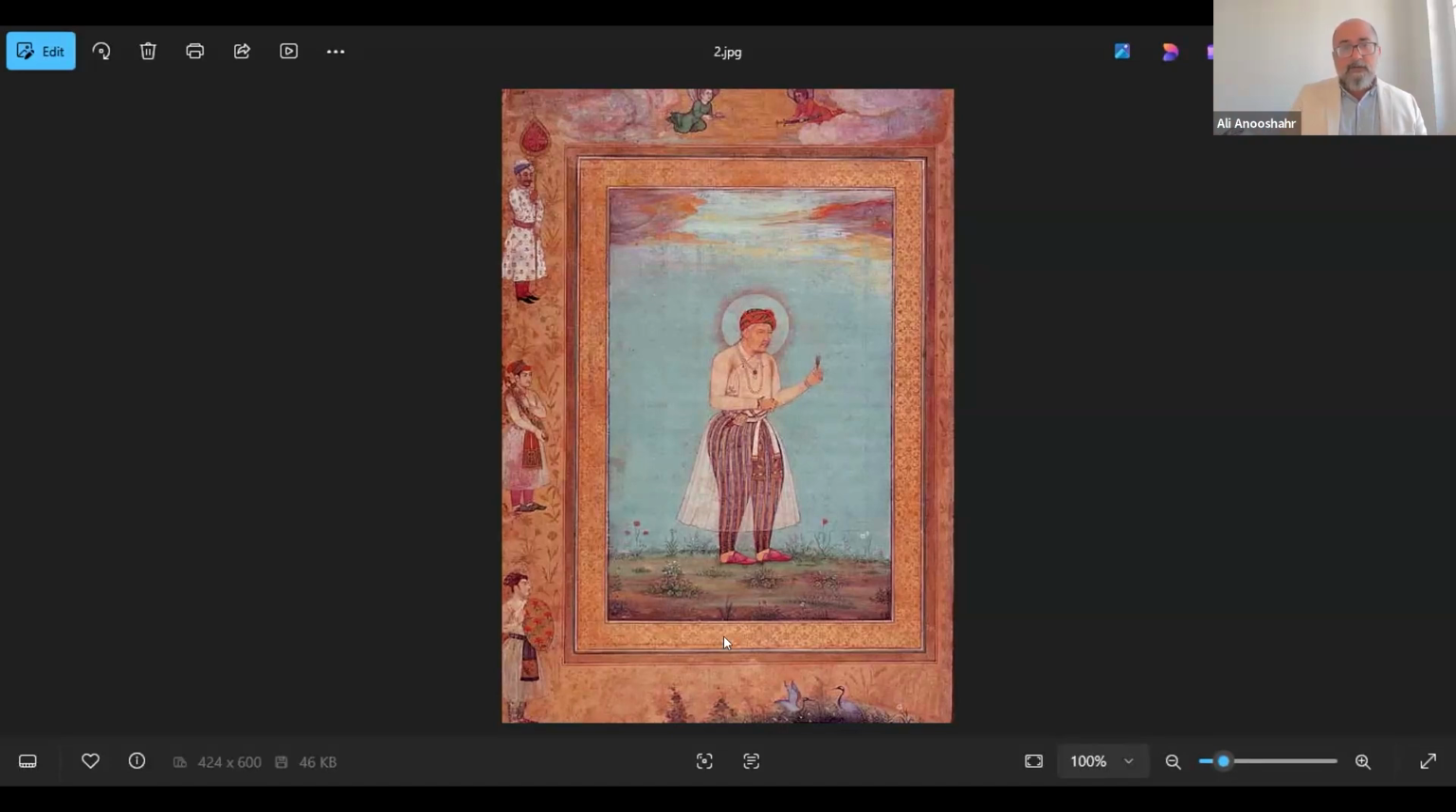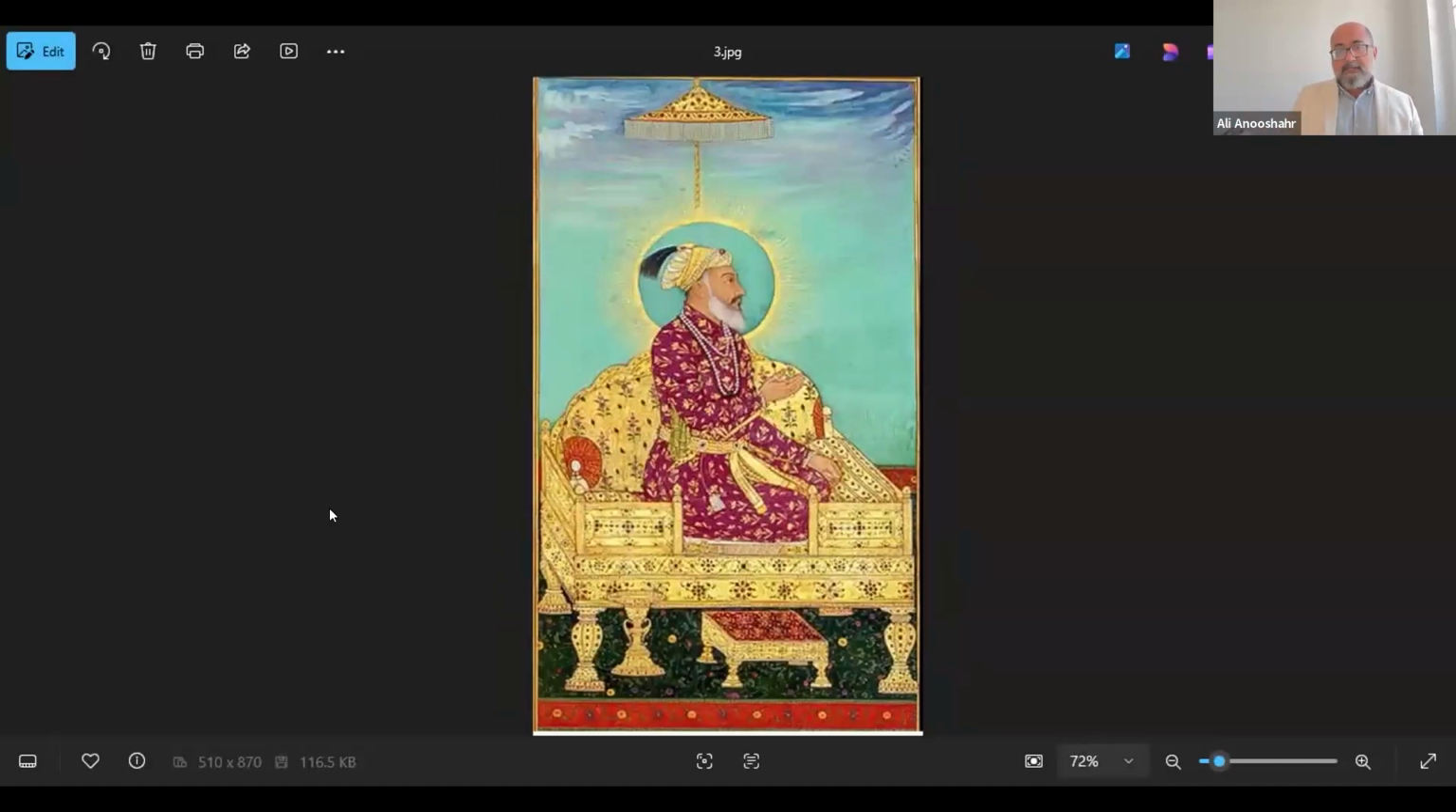So this is a kind of continuation, perhaps an expansion of what we had already seen under Humayun, and we certainly see it under Shah Jahan as well. I've put up Shah Jahan's picture, who we know reigned from 1628 to 1658. He lived longer, but his reign effectively ended in 1658. So Shah Jahan's reign is well known. There's a lot of new scholarship on it.